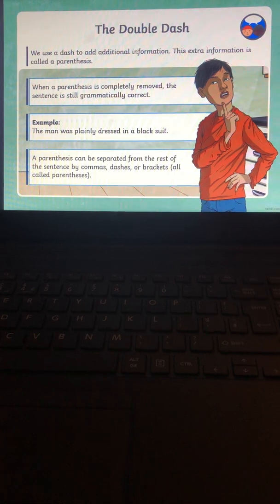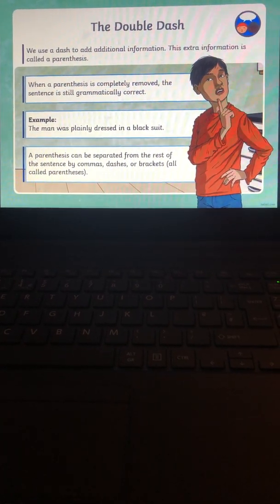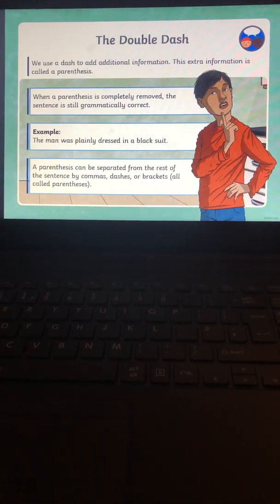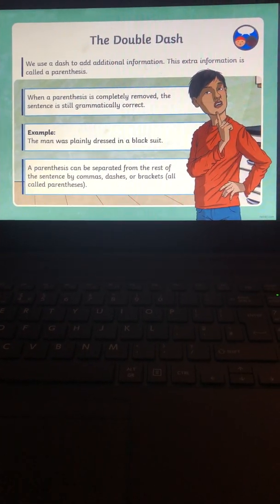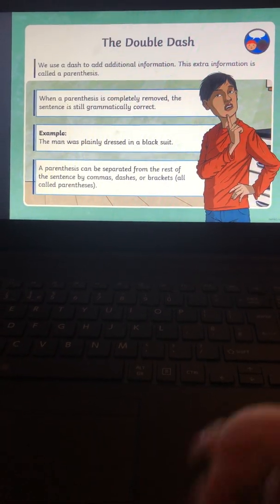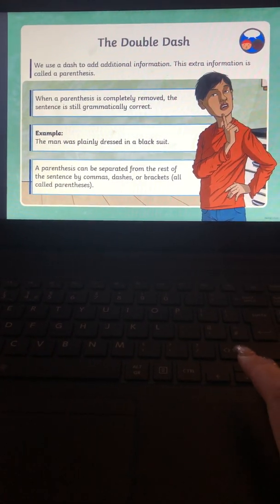A parenthesis can be separated from the rest of the sentence by using commas, dashes, or brackets. All of these are called parentheses, so you can use any of those 3 methods to add the extra information, but today we are going to focus on using dashes.